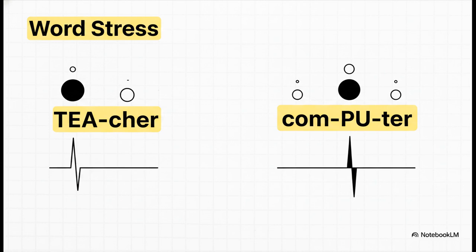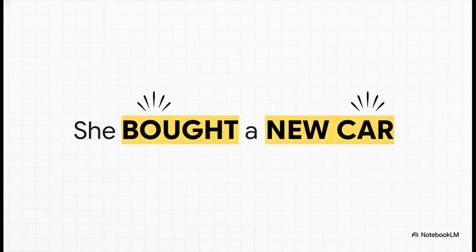English is definitely not a flat, robotic language. We give certain syllables way more emphasis. We don't say teacher, we say teacher. We don't say computer, it's computer. If you get the word stress wrong, it can disguise a super common word so thoroughly that the listener won't even recognize it. And the exact same logic applies to entire sentences.